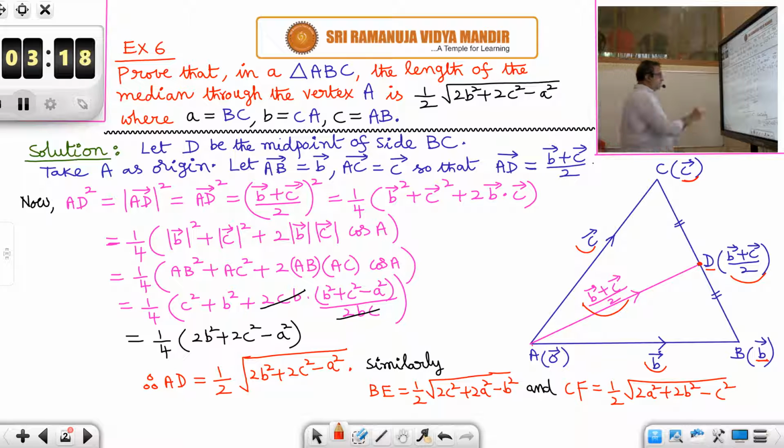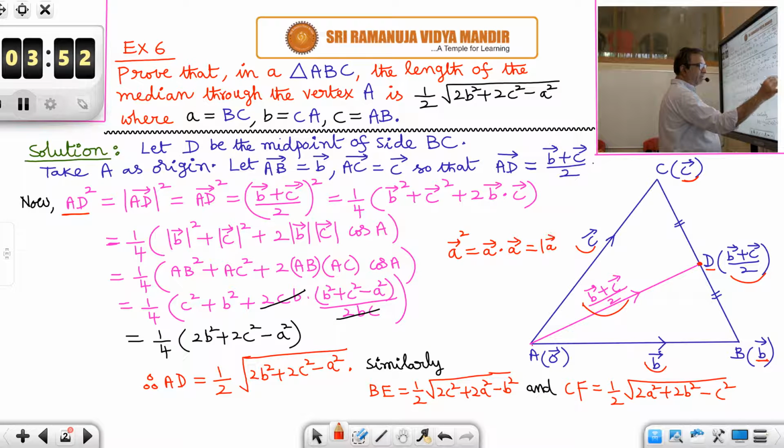Then, we want the length of the median, is it not? Length of the median is what? AD. So, AD square let us consider. AD square, is it not the magnitude of the vector AD bar whole square? Yes. So we have this important formula. Which formula? A bar square stands for what? A bar dot A bar is equal to mod A bar whole square.